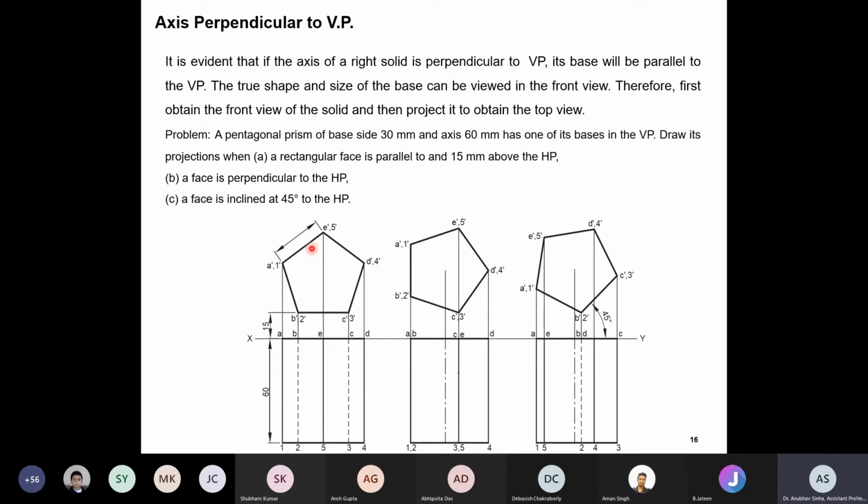Here again, because this edge is shown here, that covers the axis. So the axis is not shown here, and these two edges will be hidden. That will be shown as hidden lines.